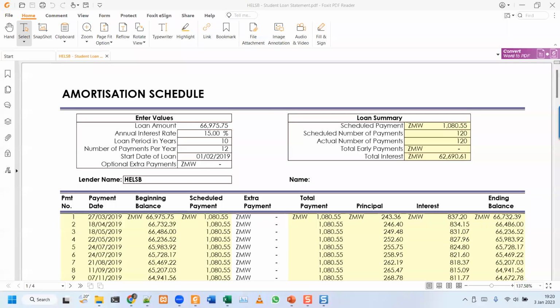Anyway, so we are now transitioning into our actual amortization schedule. All right. Just give me a thumbs up or something if you can see the amortization schedule for this specific HELSB loan. Just give me a quick thumbs up. Okay, great.